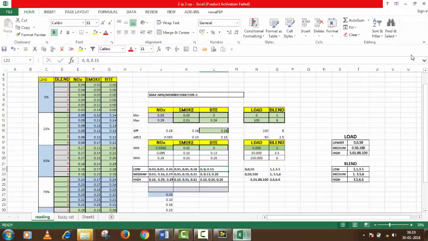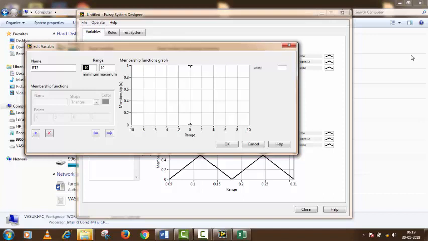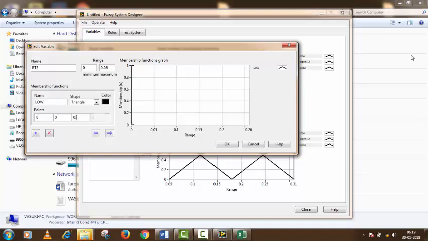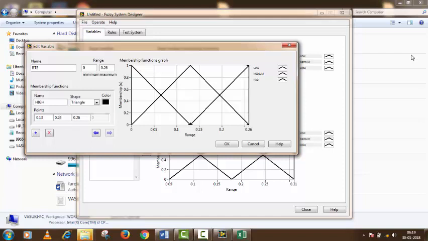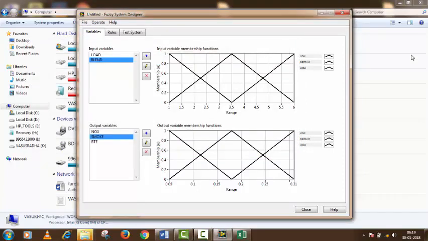What's the range? 0 to 0.26. Here time estimation low 0, 0.13. Medium 0.06. Okay. Next. Okay. Next one. So we get the input value. We feed the input and output numbers of function like this.